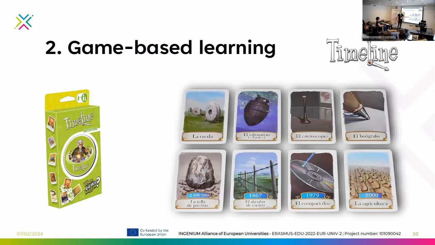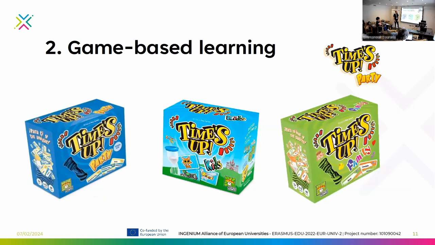As you can see, there are two-faced cards. On one face, there is the invention of the wheel, the submarine, the pen, and on the other face of the card, there is the date when, for example, the compact disc was created, and they have to order this timeline. After that, I will explain how we can play.